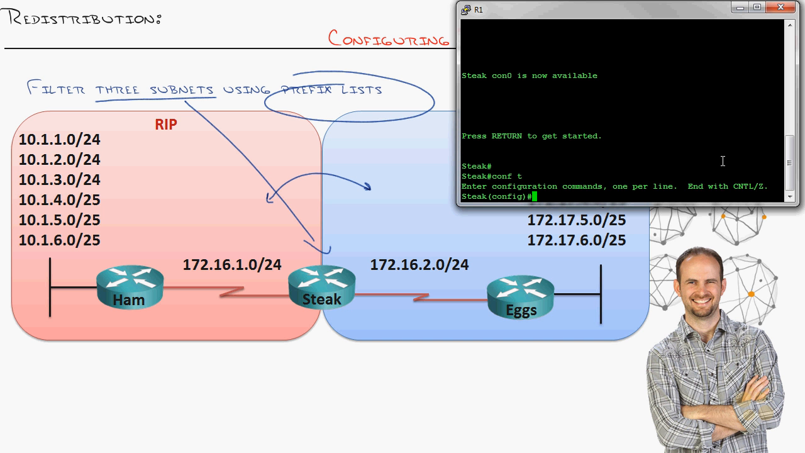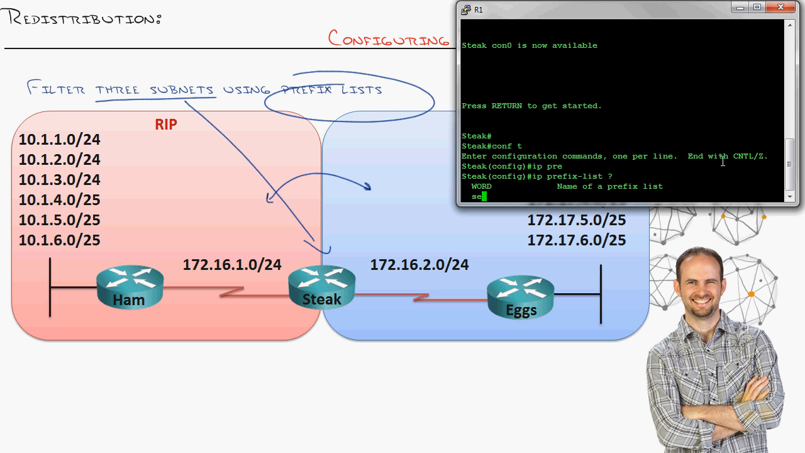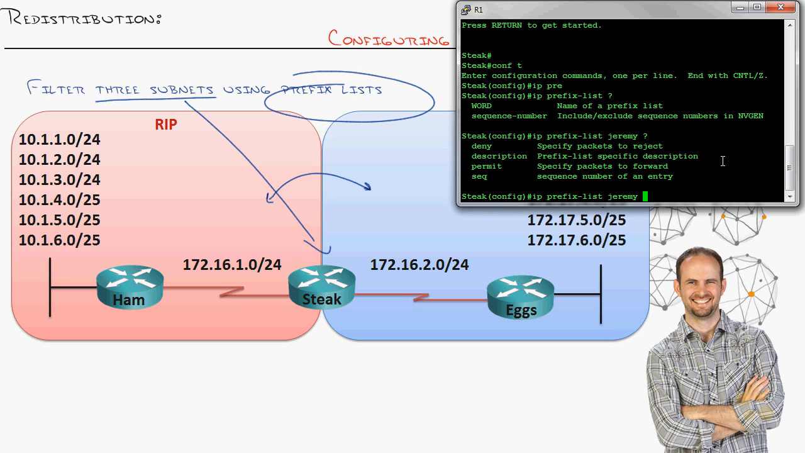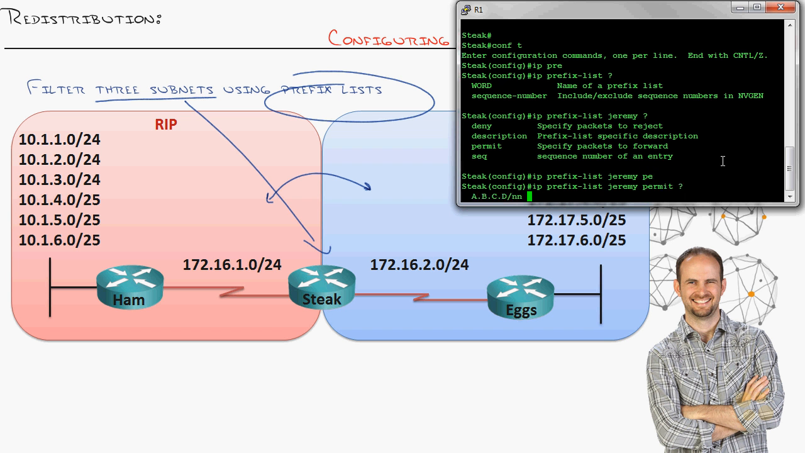Here's the syntax of a prefix list. I do ip prefix-list followed by essentially the name of the prefix list. I'll just say Jeremy. Followed by the permit or deny. You can put in sequence numbers if you want to squeeze in statements. Otherwise, it increments by 10 by default. So I'll just say permit.